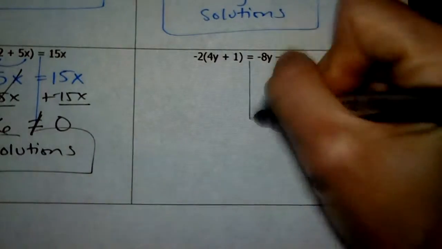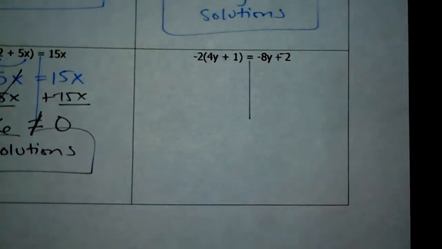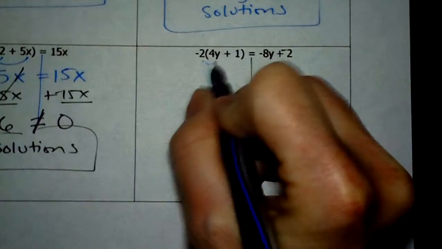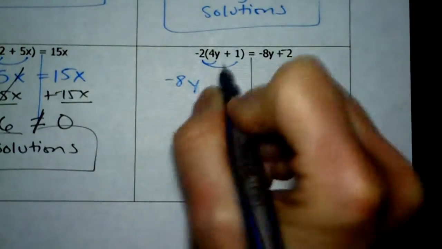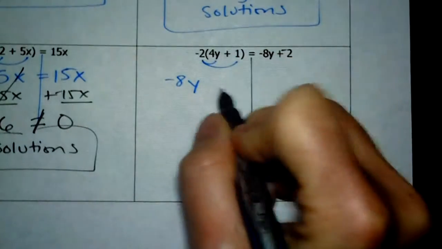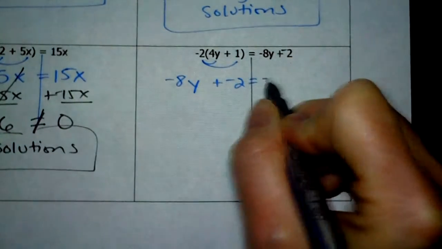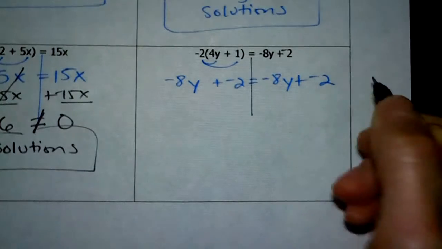Draw your line, change your sign. Again, there are some parentheses in this one, so we want to distribute before we solve. So negative 2 times 4y is negative 8y. Negative 2 times 1 is negative 2. And I'm going to bring down the other side.